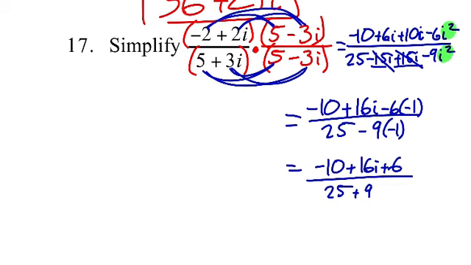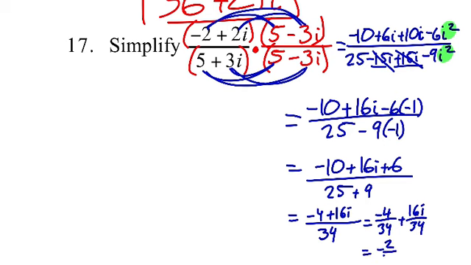Going through a little more to clean this up, on top we had negative 10 plus 6, negative 4 plus 16i, divided by 25 plus 9 is 34. I'm going to break this up into two separate fractions, so negative 4 over 34 plus 16i over 34. Now we can reduce each of those fractions. On the first one, we're going to be able to reduce it to negative 2 over 17. And our second one, we can divide both those by 2 as well, giving us 8 over 17. And that's our imaginary term.